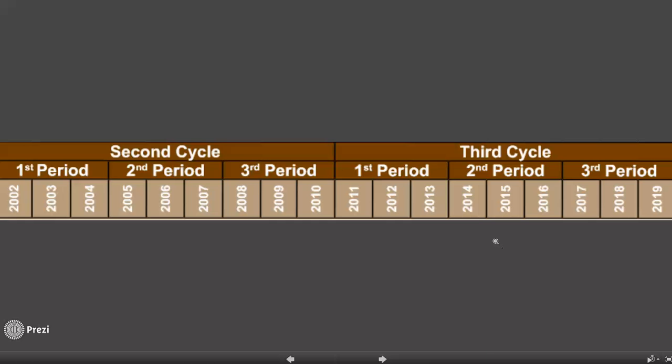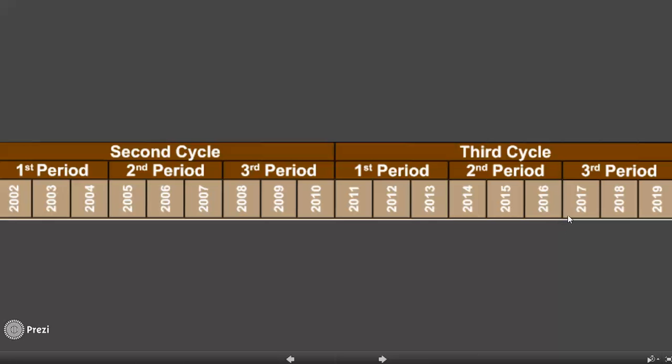Currently, we are in the third cycle, the second period of the third cycle. So, if you last took your every 3 year rad sample in 2011, then you satisfied this 2011 to 2013 first period, and your next sample is due anytime between January 1st, 2014 and December 31st, 2016.